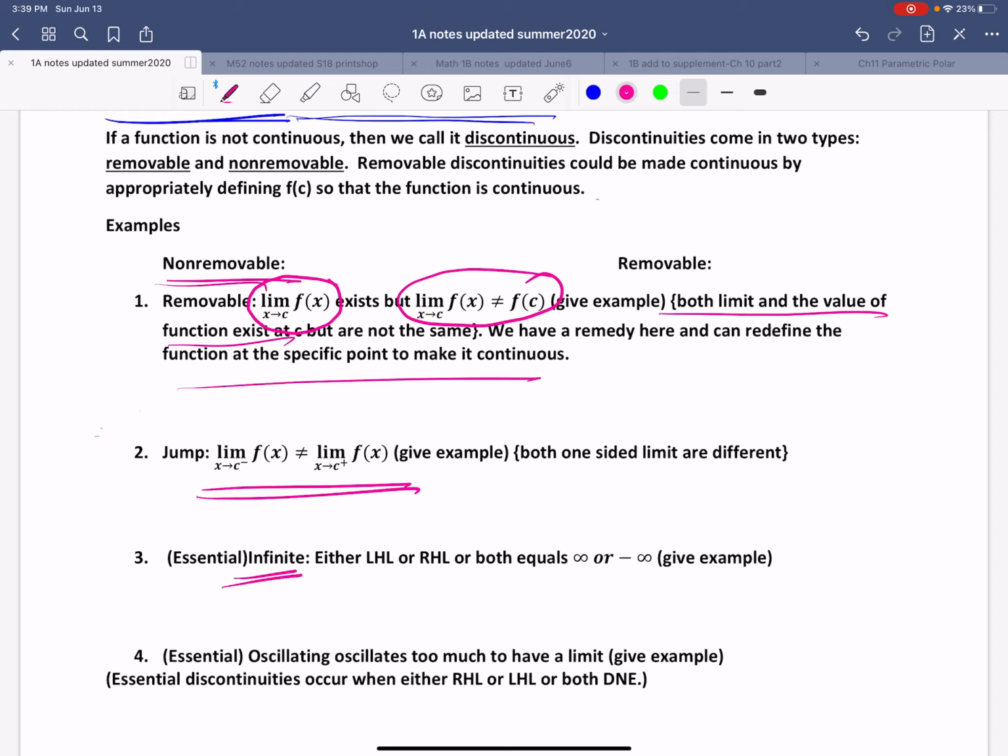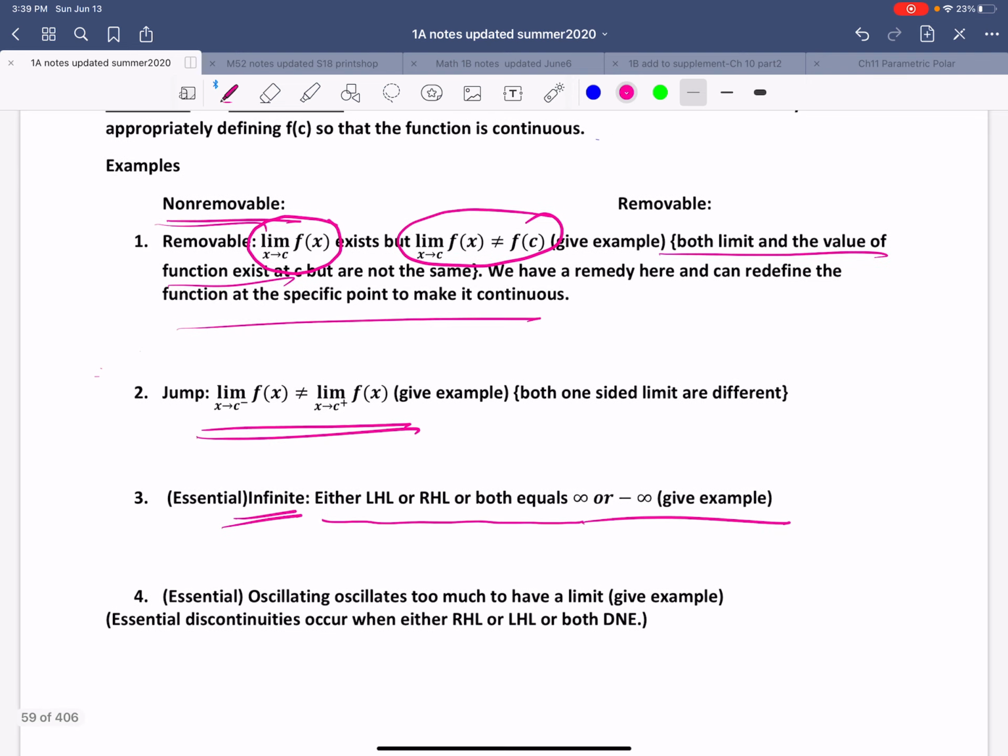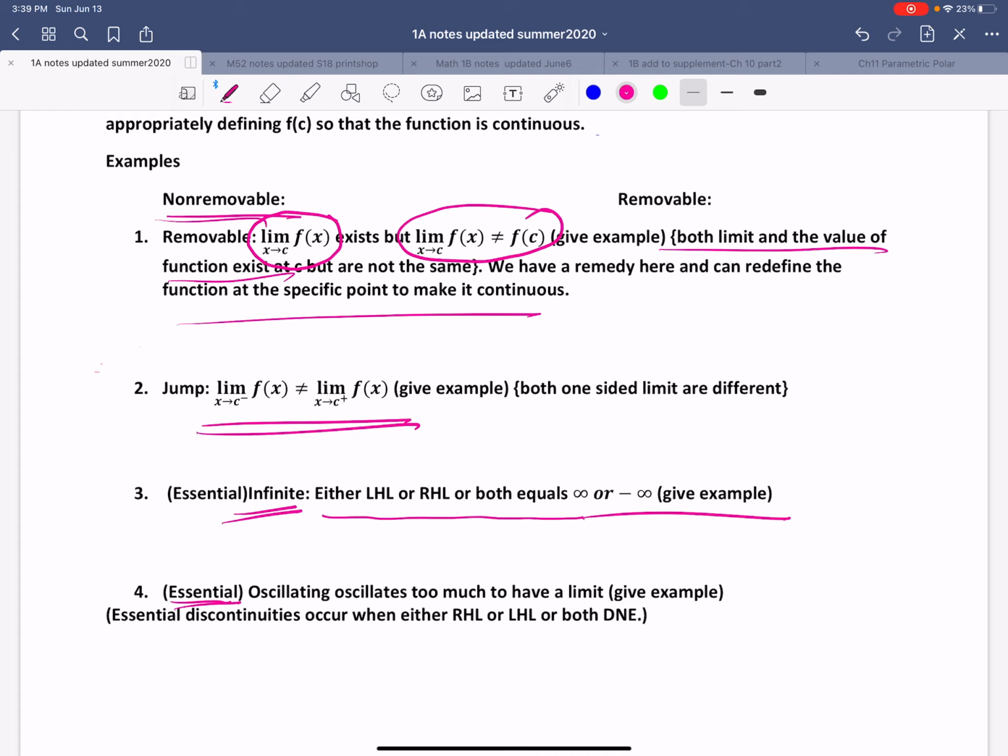Next, we have essential or infinite discontinuity. Either the left hand limit or the right hand limit or both are equal to positive or negative infinity. Another one is oscillating. It oscillates too much to have a limit. We have seen oscillating functions.